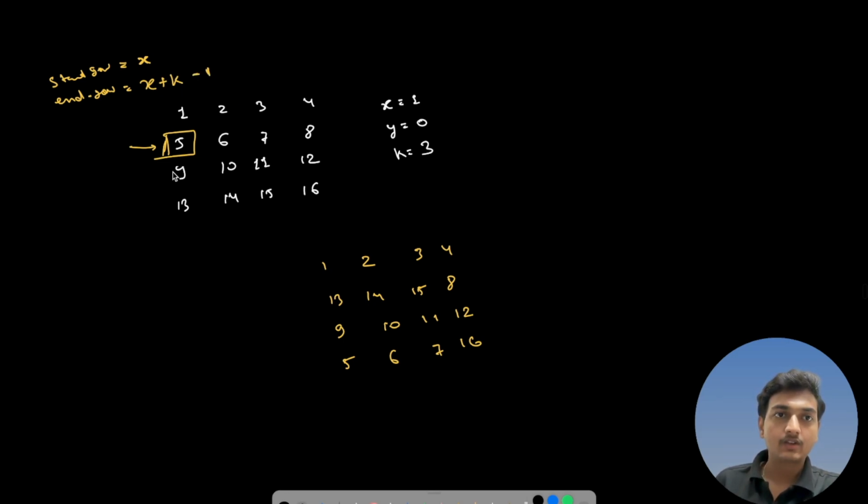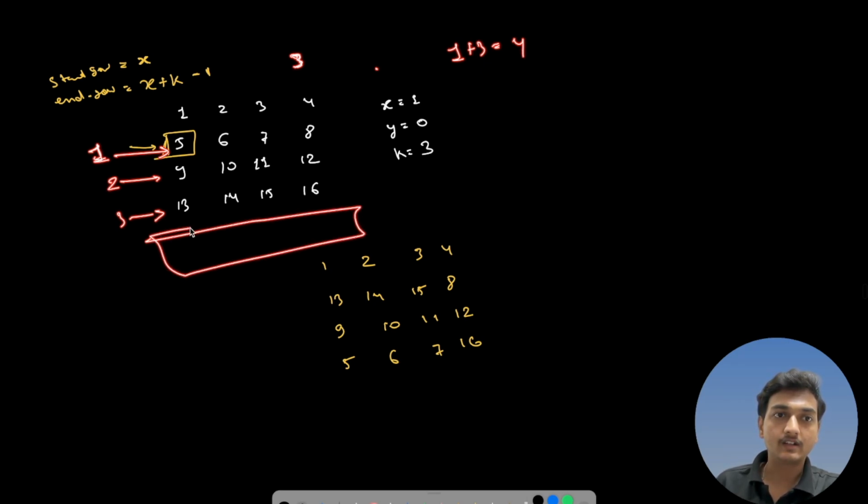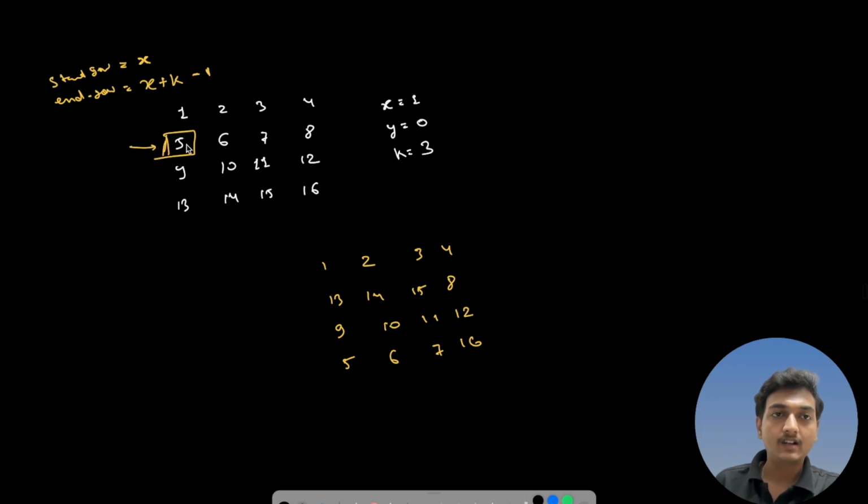Let's check why. This is my first row, and I need to access three rows. From here, this will be my second row, this will be my third row. If I blindly add 1 plus 3, I would get 4, so I would get a list index out of range error. That's why I need to add this minus 1 here. Similarly, my start column will definitely be y, because it's given to me, and my end column will be y plus k minus 1.